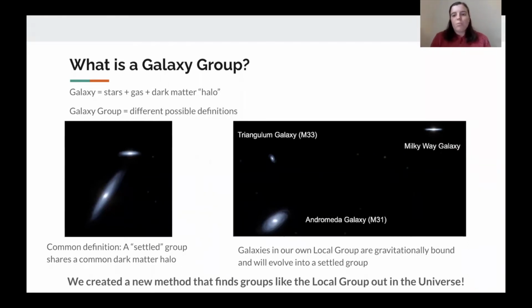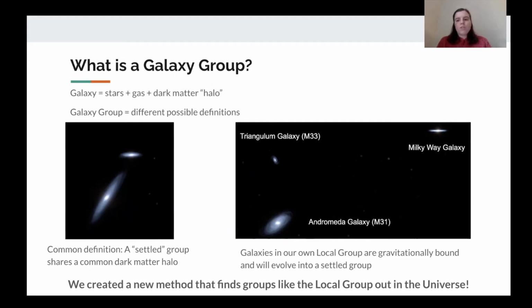But the local group, which is the group that we live in, which has the Milky Way, which is our galaxy, and Andromeda, which is our giant neighbor, and a bunch of smaller galaxies, the local group is actually not a settled group because the Milky Way and Andromeda live in different dark matter halos. But they are gravitationally bound, and eventually the local group will evolve into a settled group.